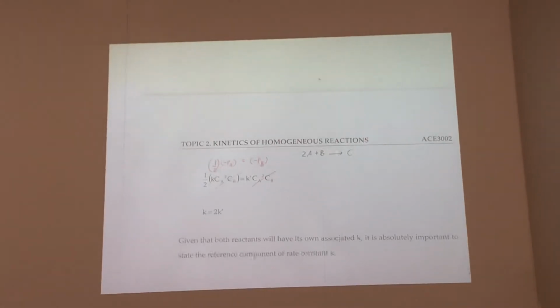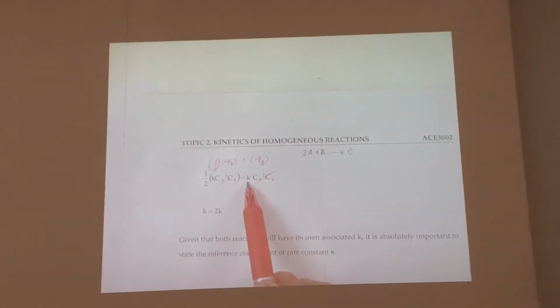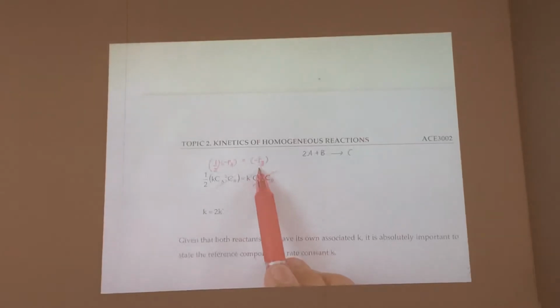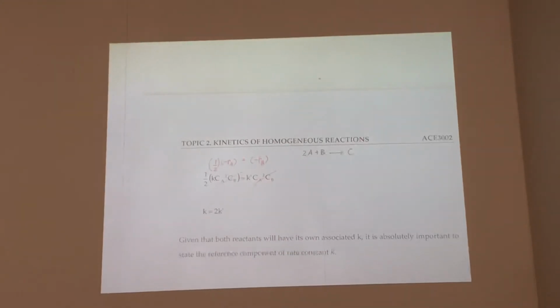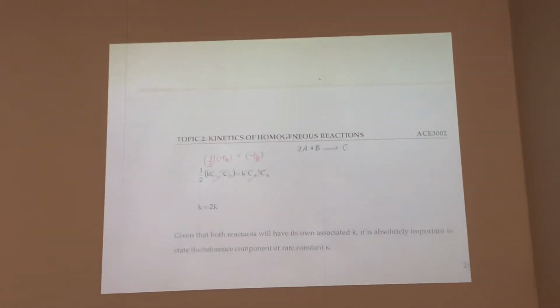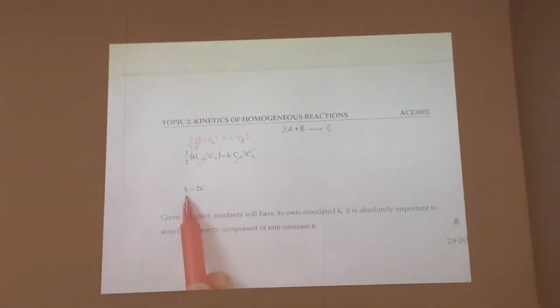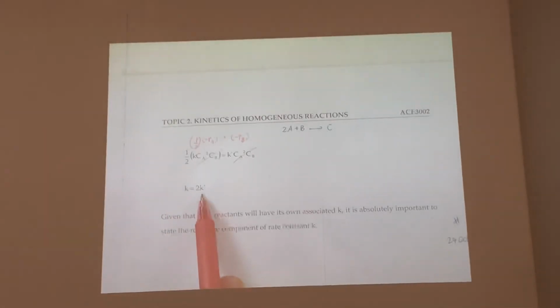For example, if we are focusing on reactant A, we put K. But if we have to come out with the rate of dissipation of B, the K will be different from the K from the rate of dissipation of A. Just take note that the rate constant will depend on your reactant, because the rate constant from A will be different from the rate constant from B.